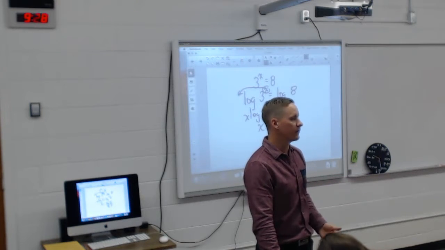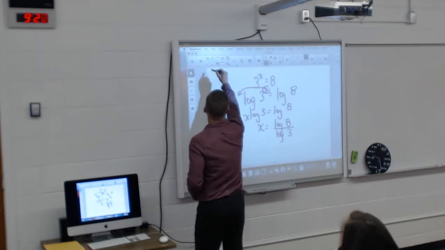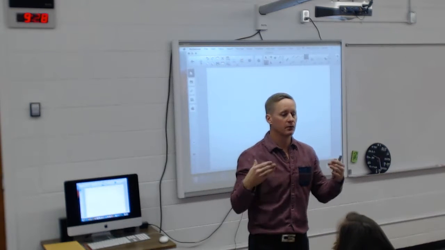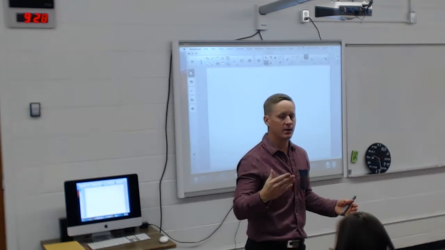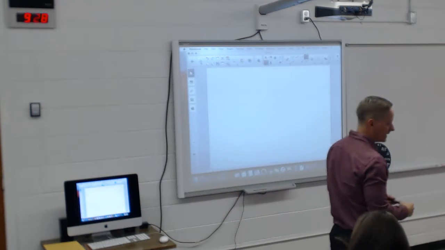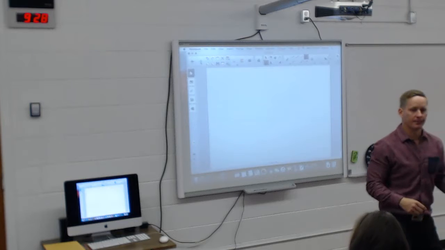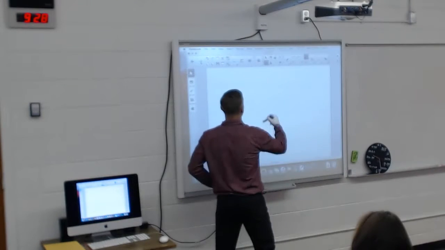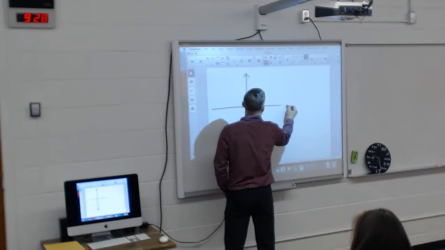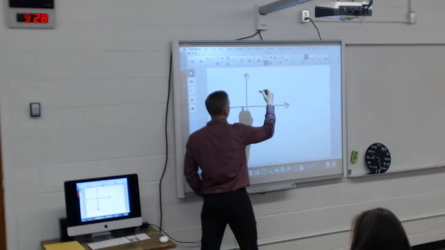So what do we need this for today? Well, we are going to graph the log function, y equals log x. So that is what we are working towards right now. First things first. What are the 4 characteristics of an exponential graph?